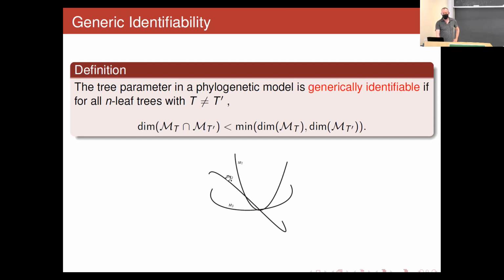Geometrically, that means you have intersections between the models for the different trees, but if you were to randomly choose a point on the union of the different models, then with probability 1, it's not in the intersection. That's what this condition means. So with probability 1, we should be able to tell which tree produced the given probability distribution.